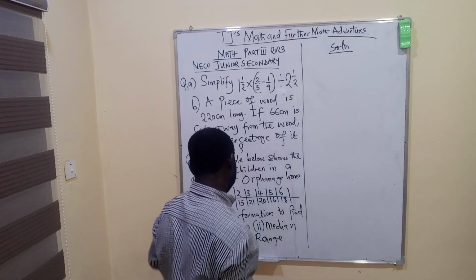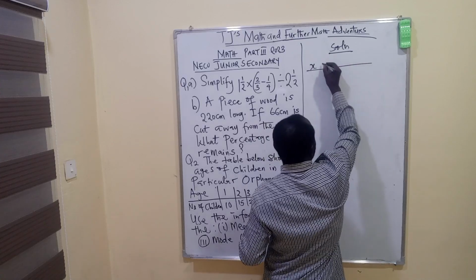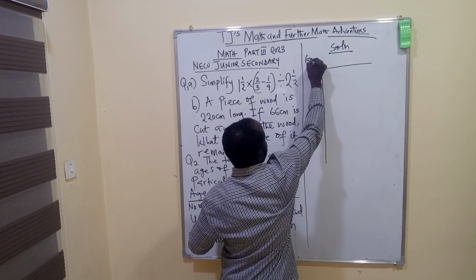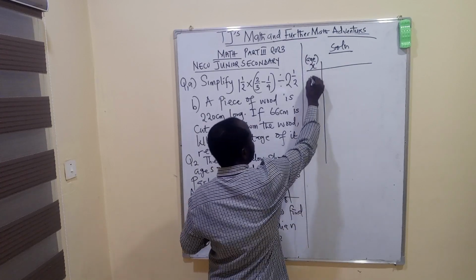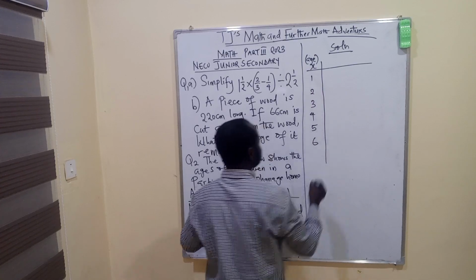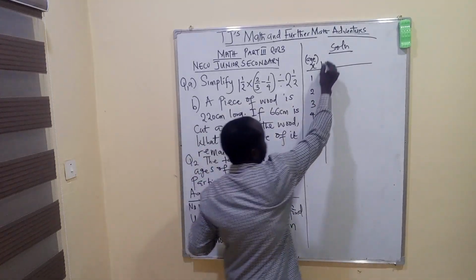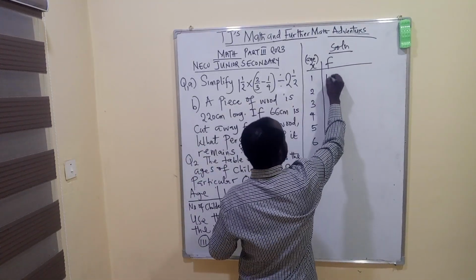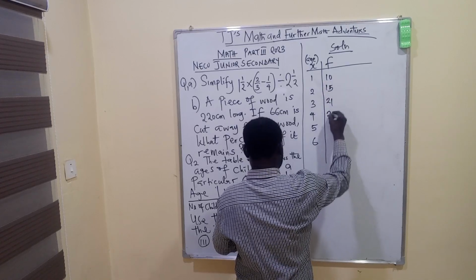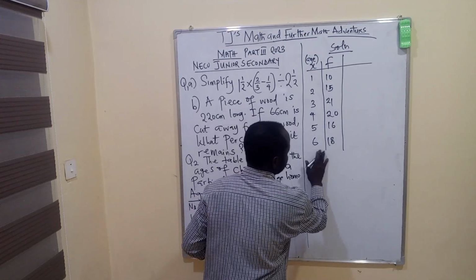To find the mean, we need to tabulate this. Age now will be our x. Let's have it in tabular form like this. The age here, x, that is our age here now, which is, let it be x. We have 1, 2, 3, 4, 5, 6. The frequency here now will be the number of children. We have f, that's 10, 15, 21, 20, 16, 18. This is our frequency. Okay?